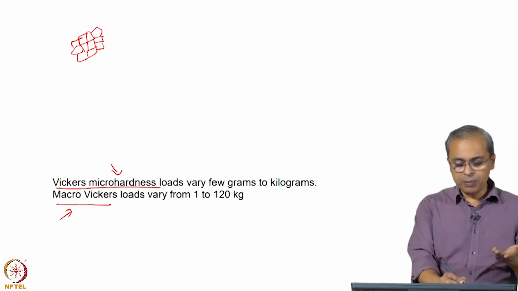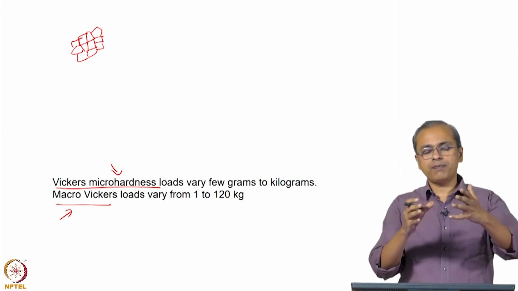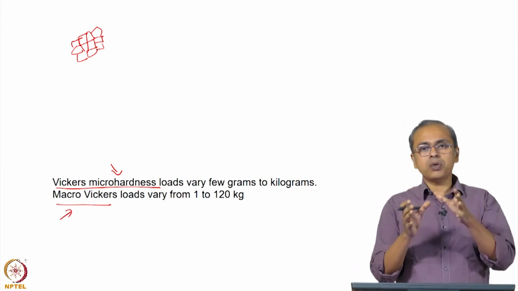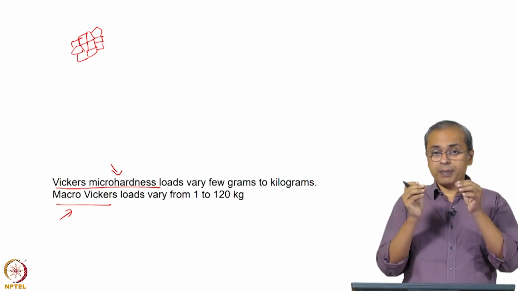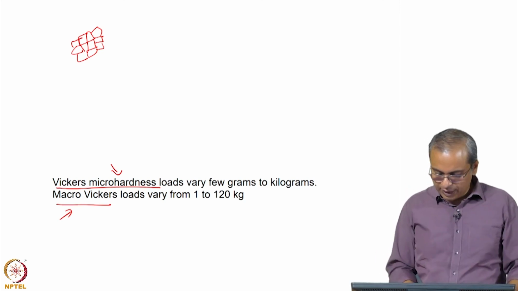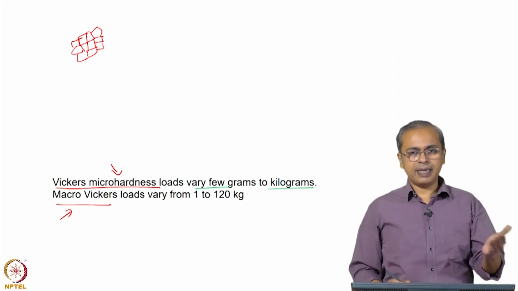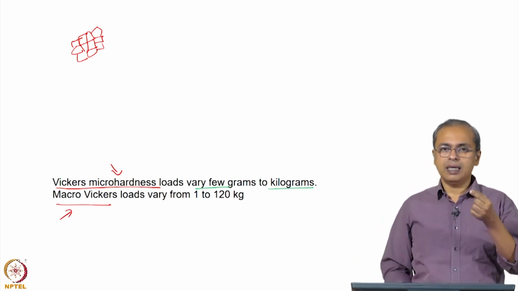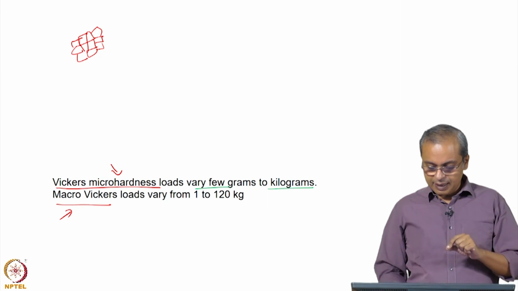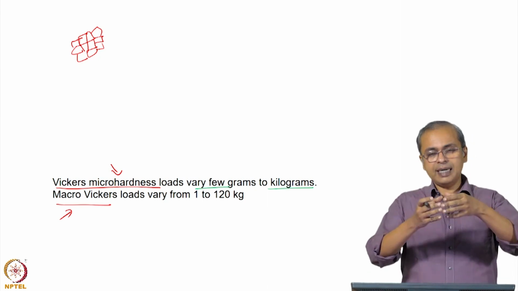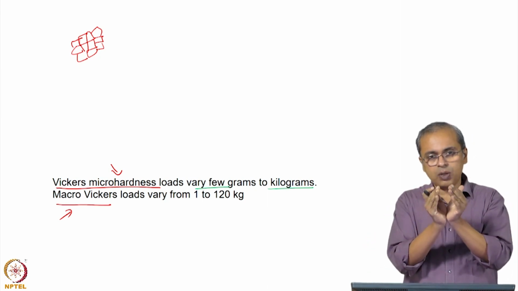You may not be able to do this, but normally what people try to do with micro Vickers hardness is put much smaller loads. Like a few grams to kilograms you can say, and typically it will be in the gram range if you are looking at a small grain size sample. The reason is that you want the indentation to stay limited to a particular region.